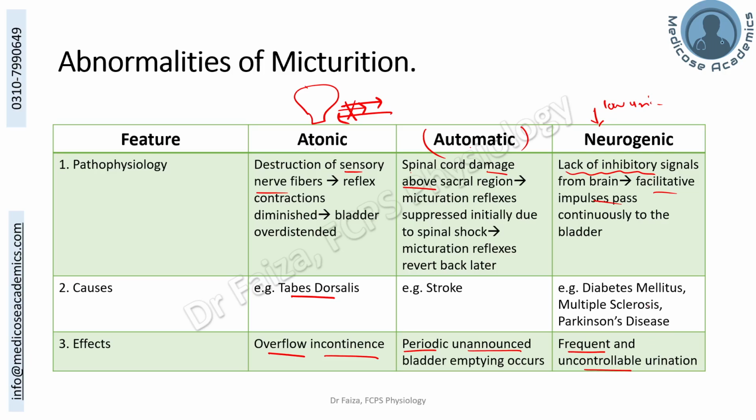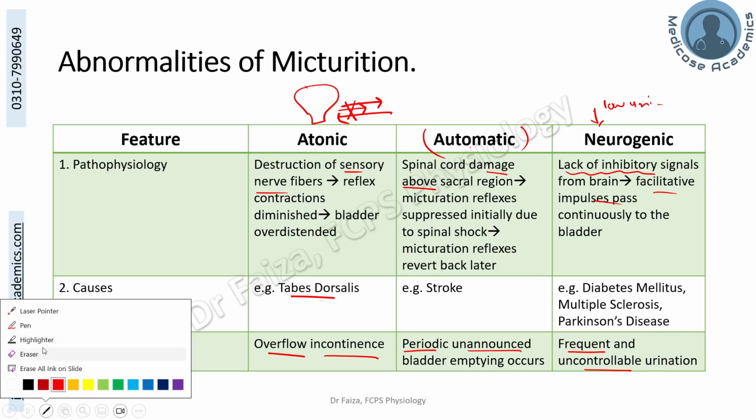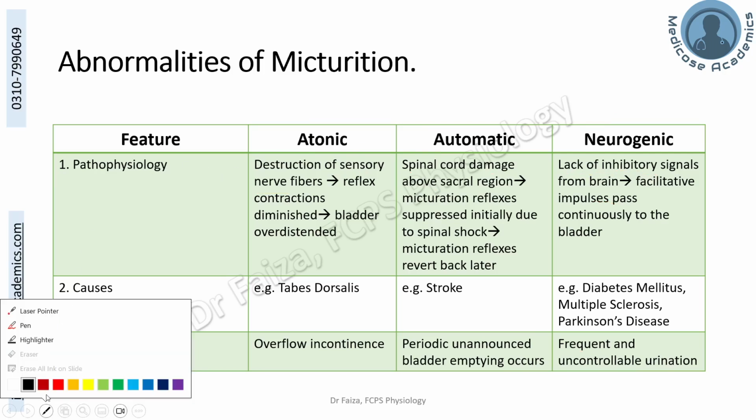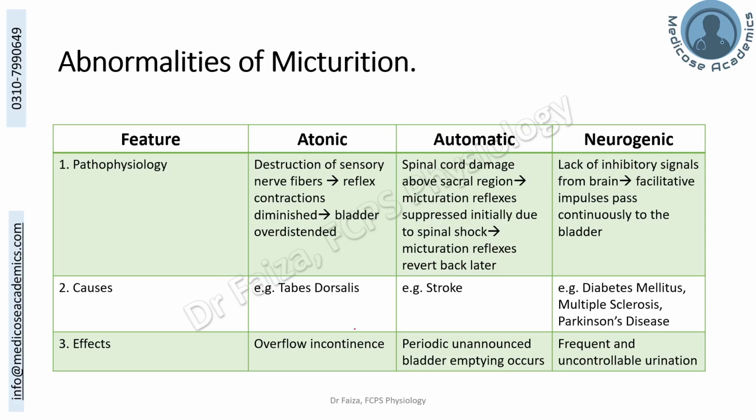For example, it occurs in case of diabetes mellitus, multiple sclerosis and Parkinson's disease. So to quickly review it again: atonic bladder is because of damage to the sensory or afferent nerve fibers, and the major problem is overflow incontinence. Automatic bladder, the problem is in the spinal cord above the sacral region, and the micturition reflex will become unannounced. Neurogenic bladder, the problem is loss of inhibitory signals, and the micturition reflex will become so frequent and uncontrollable.